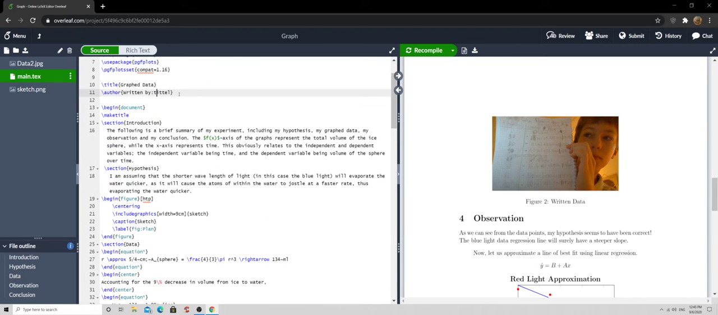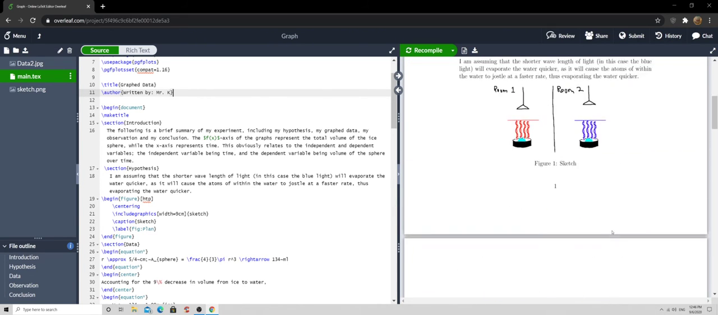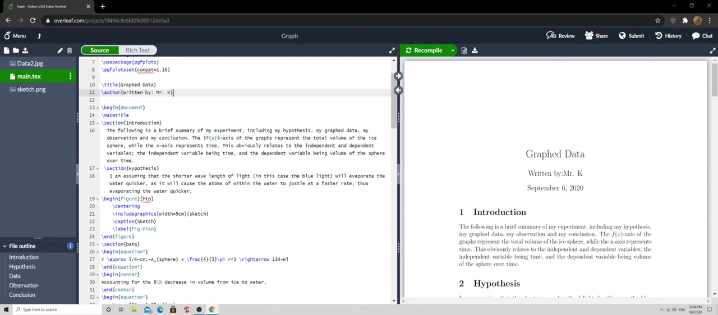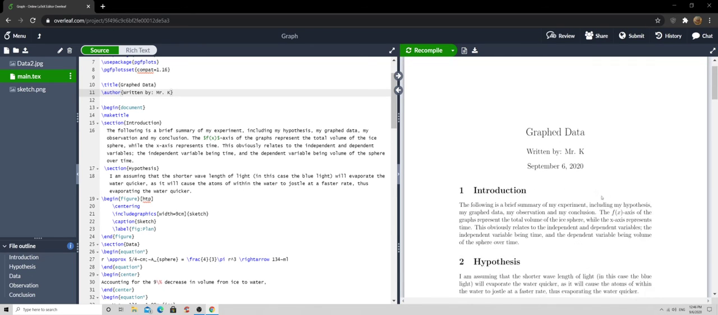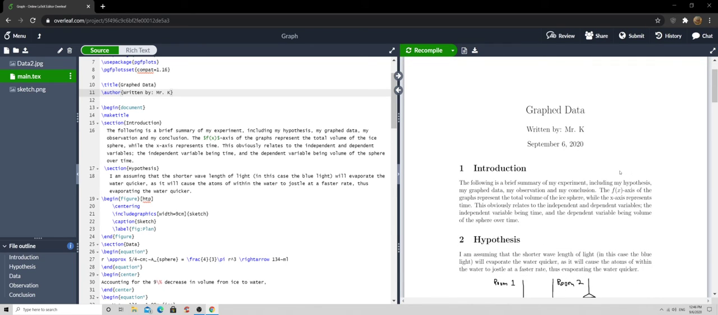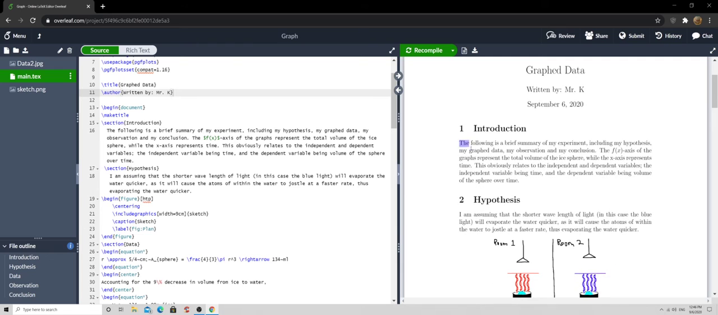Okay, run by Mr. K, right? Totally. So there we go. Run by Mr. K, perfect. I just need to run it again so it can render the space. Okay. So here's the date today. Alright, introduction.